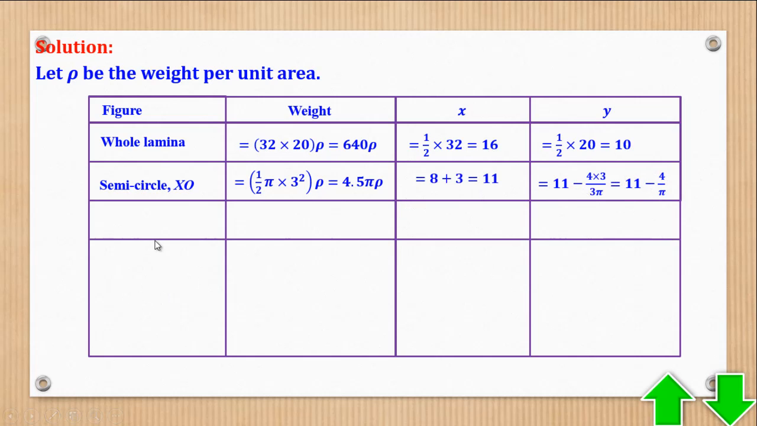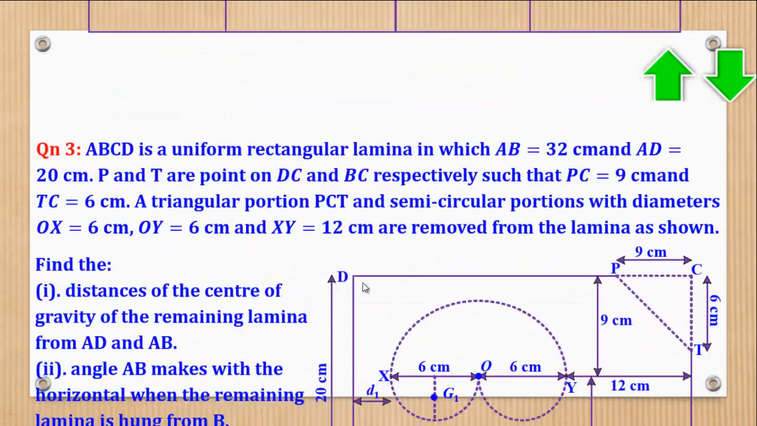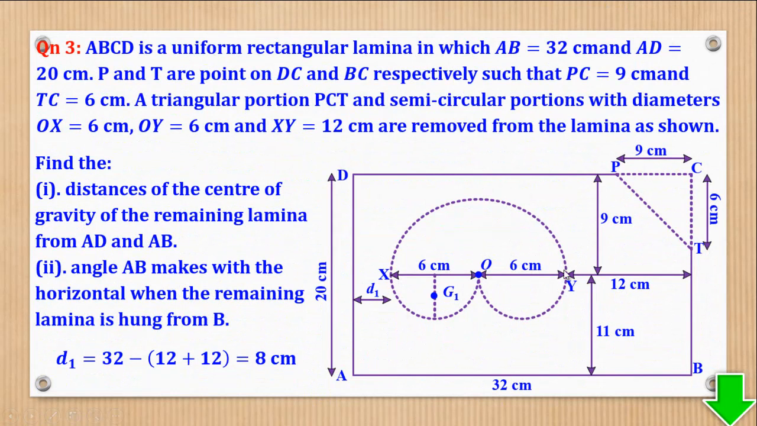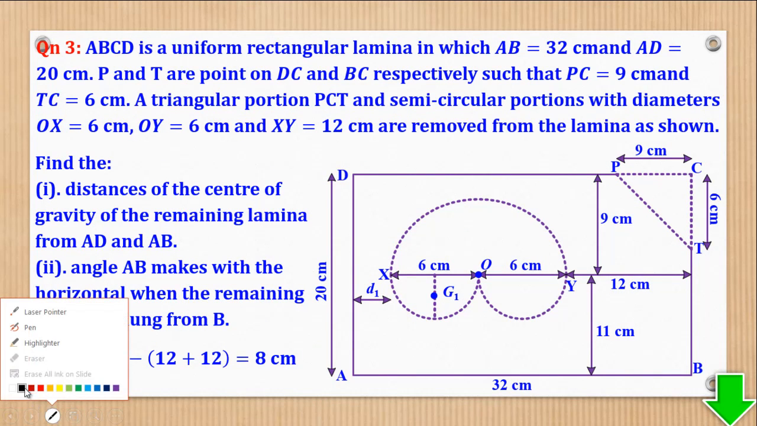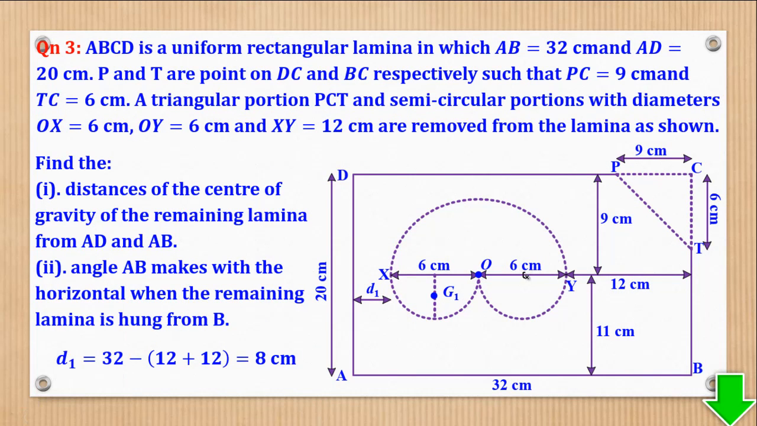The other one will be semicircle OY. Center of gravity is here. So from here, T is 8 plus 6 plus 3. 8 plus 6 is 14. 14 plus 3 is 17.